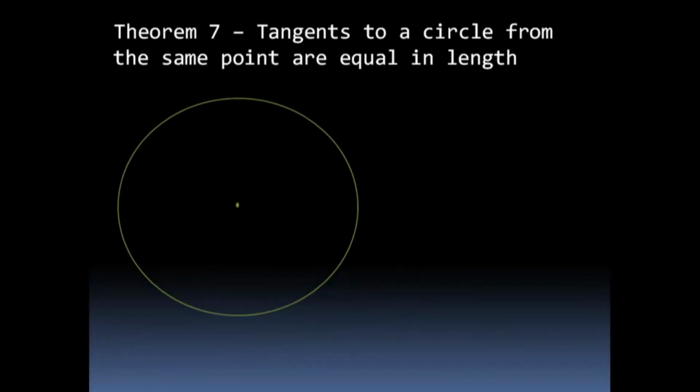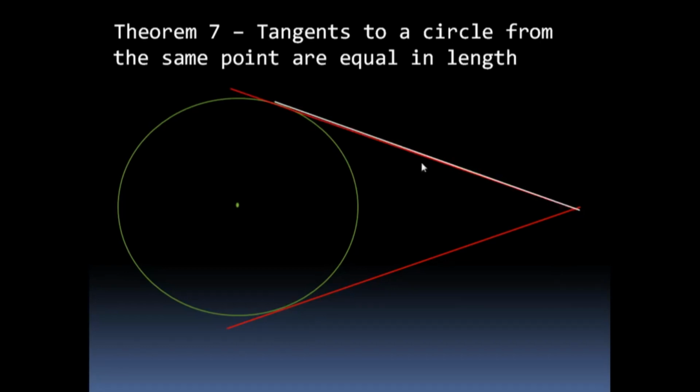Theorem 7. Tangents to a circle from the same point are equal in length. Here we have a tangent from this point, and it touches the circumference at the point of tangency here. We have another tangent from the same point to the circumference. So what we're looking at is where it actually touches the circumference. We're not looking at this extra piece here.